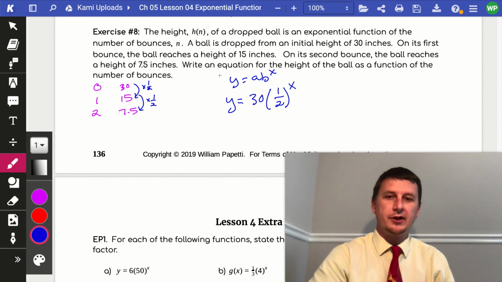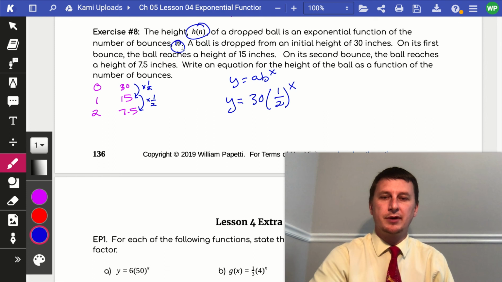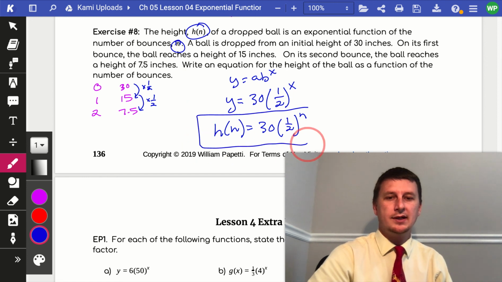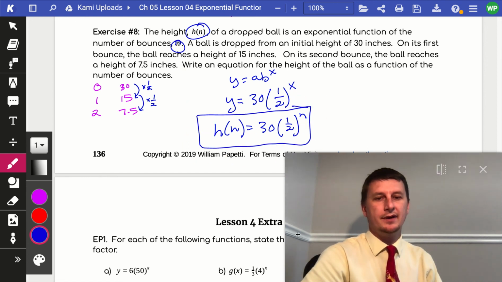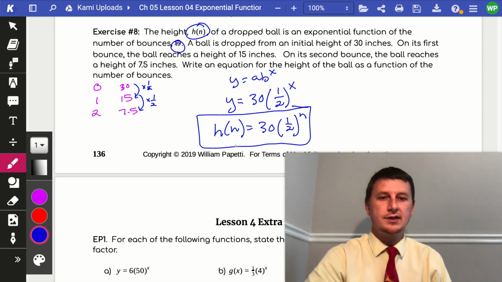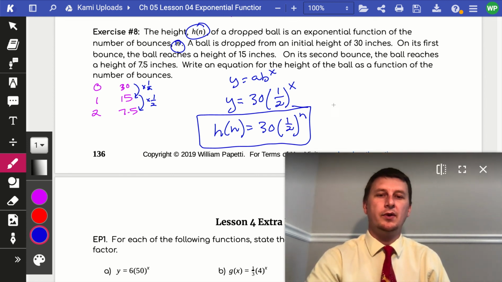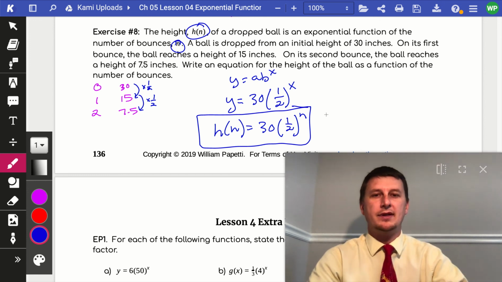But again, we always want to go back and check if we're using the variables that were given in the context of the problem, and we're not right now. So we want to change that y to an h of n, and we're going to change that x to an n. So our final function should look like h of n is equal to 30 times 1/2 to the n power. Using this, you could figure out, for any number of bounces, the height of that ball, and how high it's going to bounce up to after that bounce.